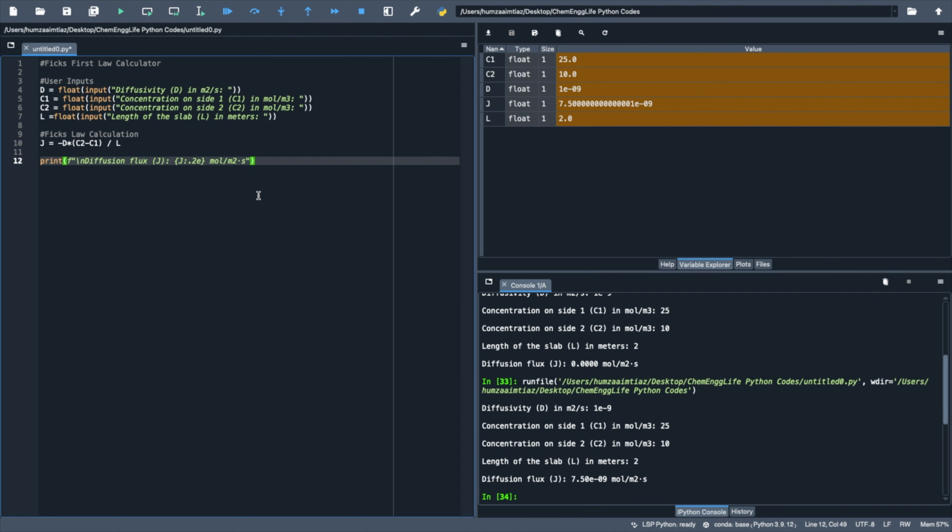So that's essentially how you would set up a calculation for Fick's law in Python.